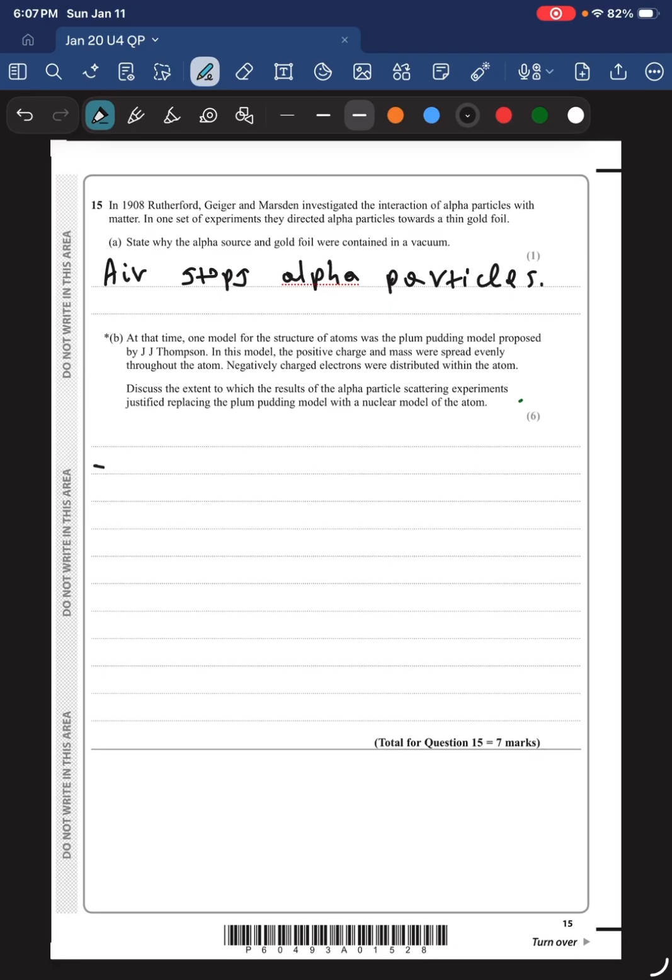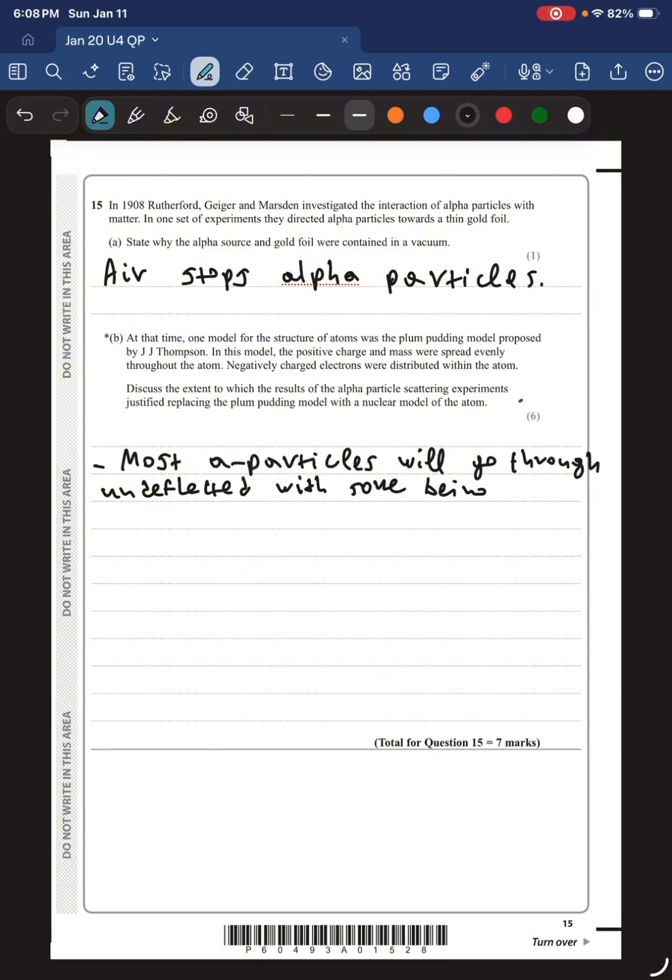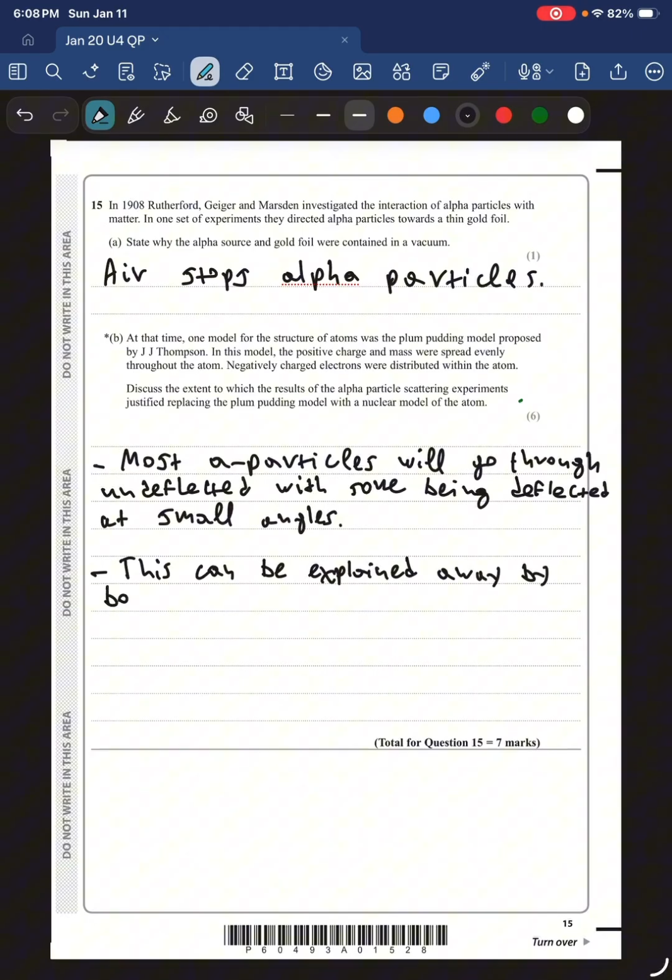So most alpha particles will go through undeflected, with some being deflected at small angles, okay? This can be explained away by both models.